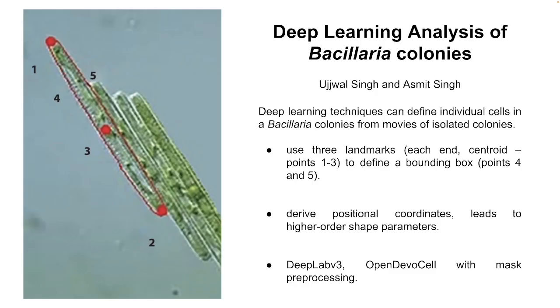So one of the goals of the digital Basilaria is to characterize the cells, to find landmarks on the cells, and to find a characterization of the movement and collective behavior of these colonies. One set of experiments we did was to apply a deep learning analysis to these Basilaria colonies. A lot of the technical work here was done by Ujjwal Singh and Asmit Singh, who have been contributors to the DivaWorm group, especially back in 2018, 2019, 2020, in that era.